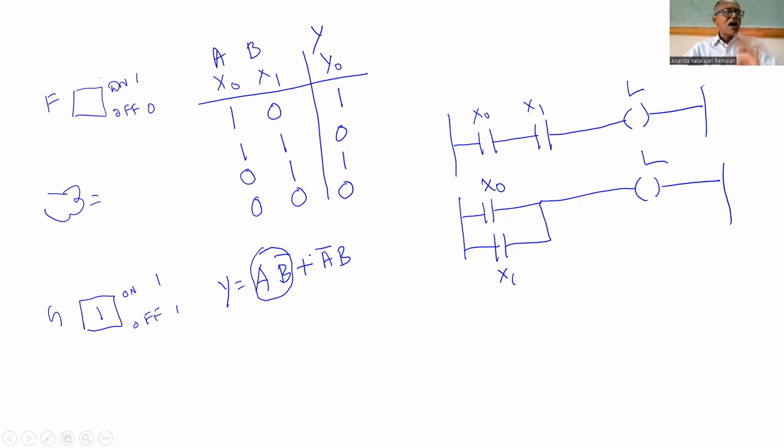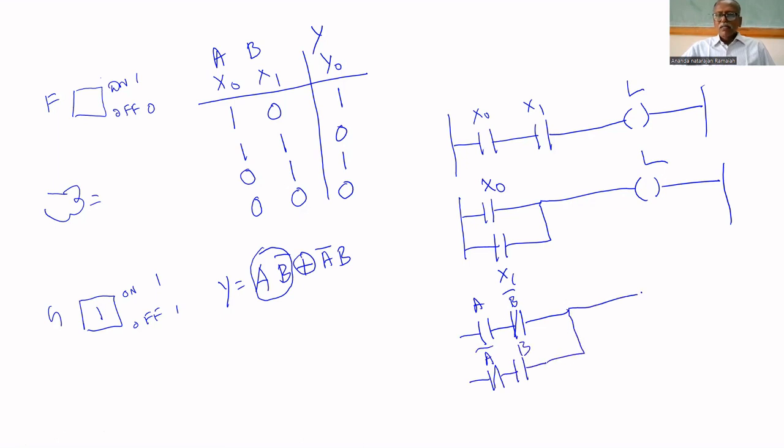A and B bar are in series. Plus means what? Parallel. Again, A bar and B are in series, and these two branches are in parallel. That's all. This is the ladder logic program for the staircase. Now let us check.